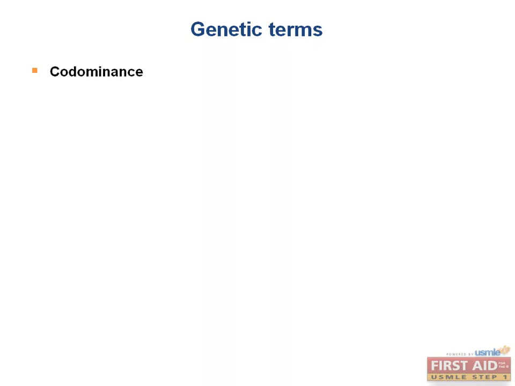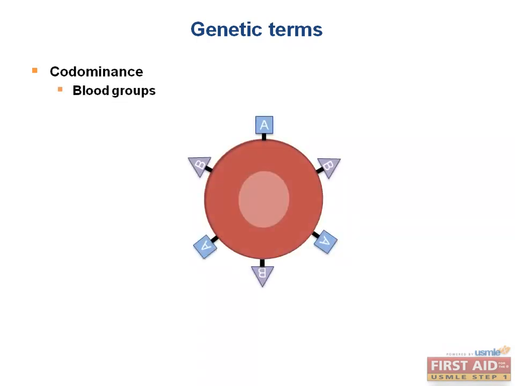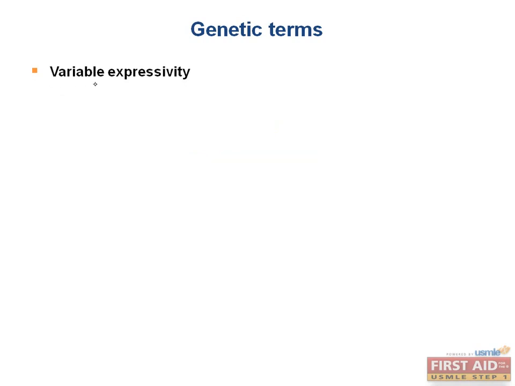Codominance occurs when neither of two alleles are dominant or recessive, but both contribute to the phenotype in a heterozygote. An example would be blood types. This means that in patients who are heterozygous, or have one of each type of allele, A and B, each allele has an effect.